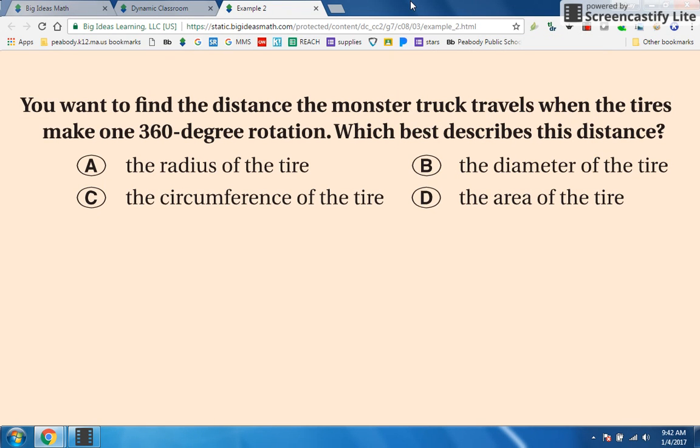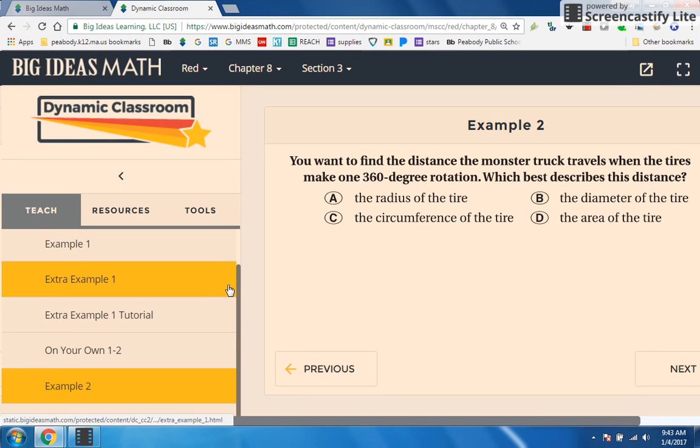For this problem, it says you want to find the distance the monster truck travels when the tires make one 360-degree rotation. Which best describes this distance? So think of the bottom of the tire. It spins one whole time. They want to know which one of these best describes this distance. So basically, that's finding the distance around the circle. If you can remember what the distance around a circle is called, that would be C, the circumference.